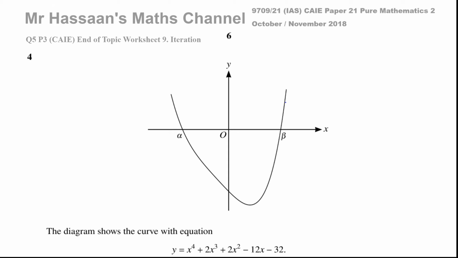As we know, P2 in Cambridge is completely contained within P3, except for one topic which is not in P3, which is called the trapezium rule. All the other topics in P2 are actually part of the P3 syllabus. So sometimes I take questions from a P2 paper to give practice to my students on a certain topic.